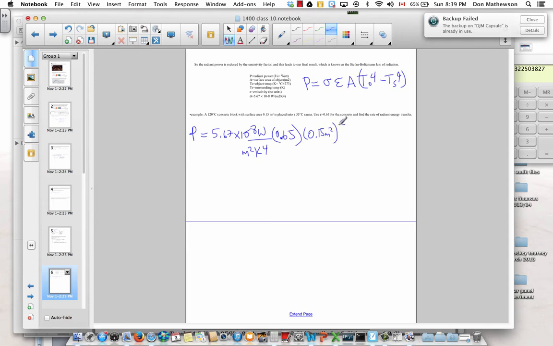And then let's work with the temperatures here. The object is 120 C. Now we have to add 273 to make it Kelvin. That's 393 Kelvin. And then the surroundings are 35, so you add 273, and that's 308 Kelvin.